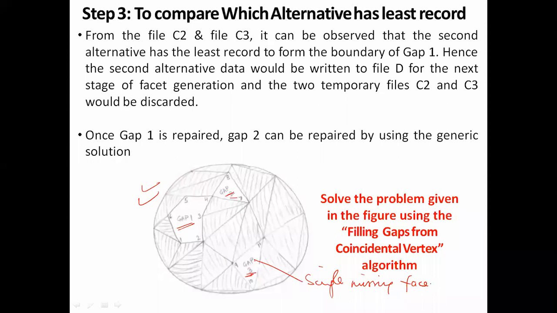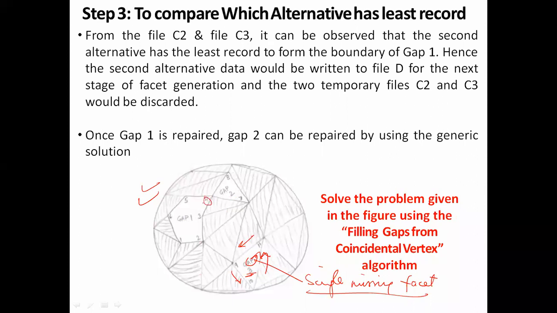For a missing facet problem, you will check for the number of edges. You will check for the loop. This is the orientability: 9 to 10, 10 to 11, and 11 to 9. You simply fill up this hole using the missing facet algorithm. Now, you come back to this problem.